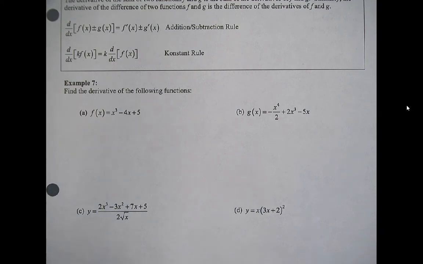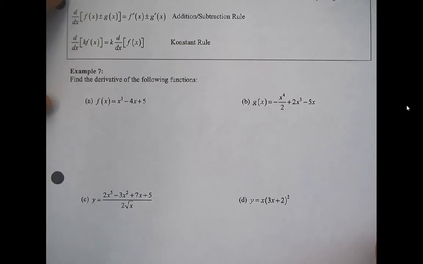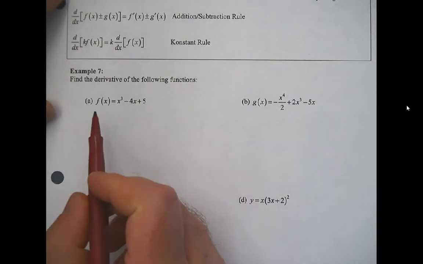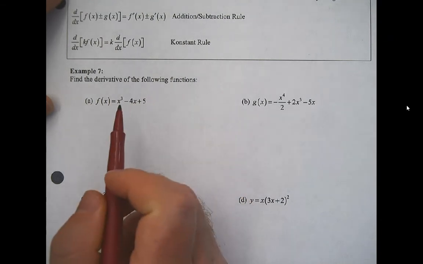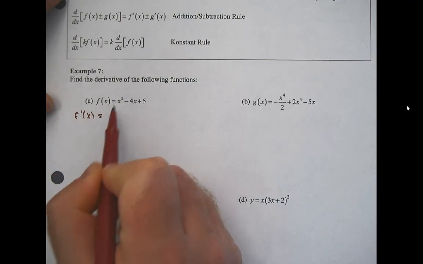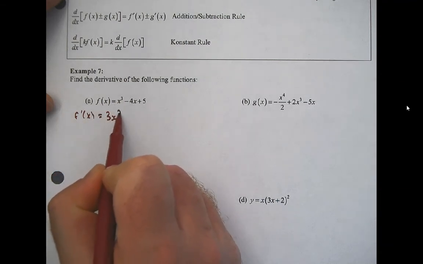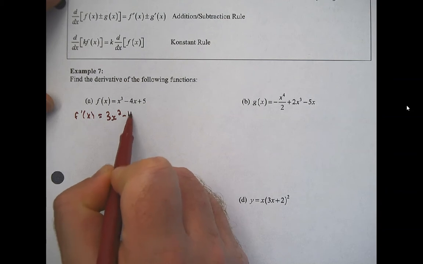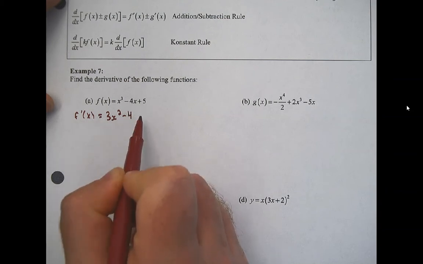All right, so find the derivative of the following function. Let's find all derivatives on the first couple ones. I'll do this one with you as a reminder, and then you can do the next one on your own. So we have f of x here. To find f prime of x, the derivative of x cubed is 3x squared. The derivative of 4x is minus 4. The derivative of the constant 5 is 0.